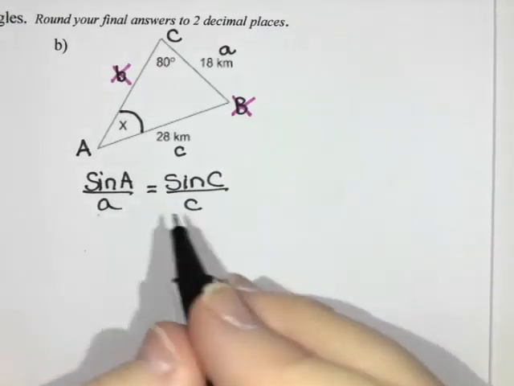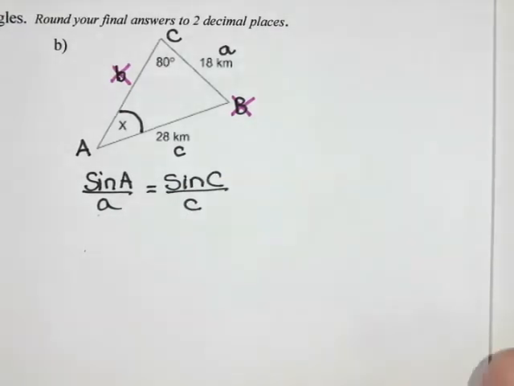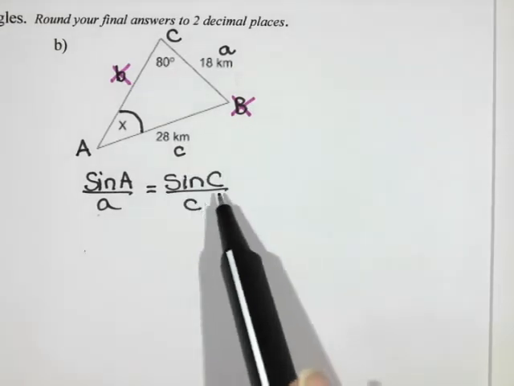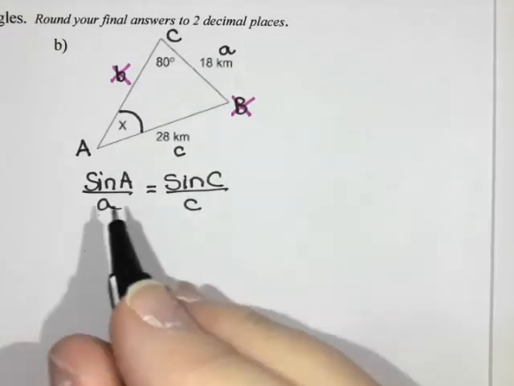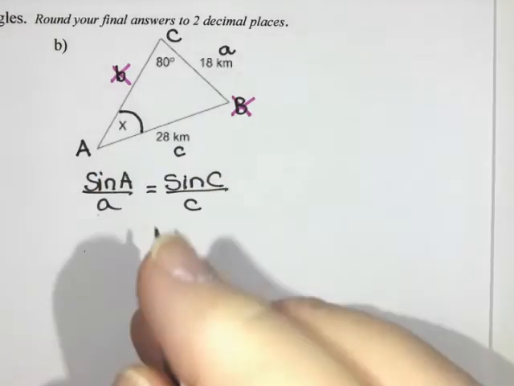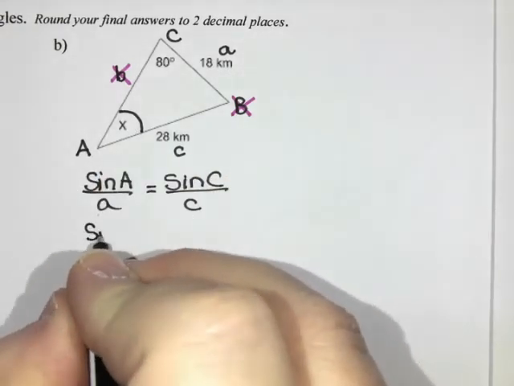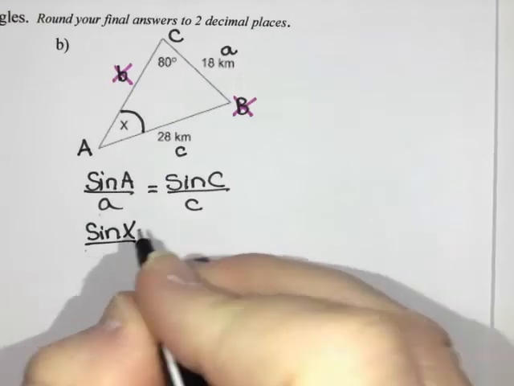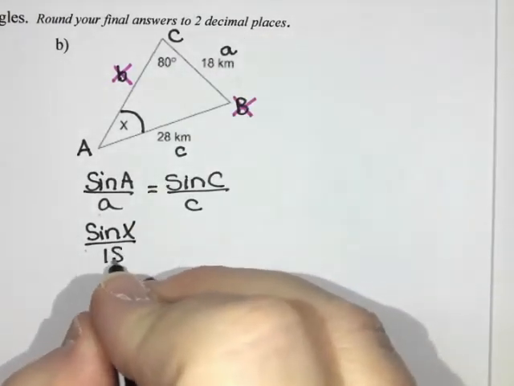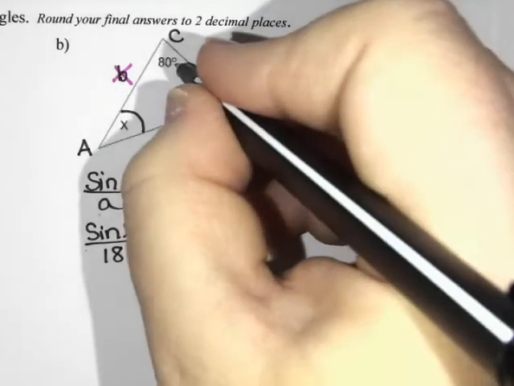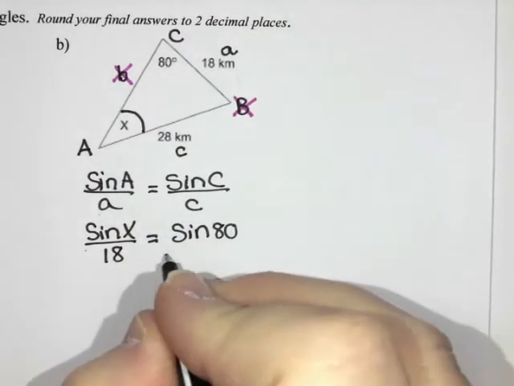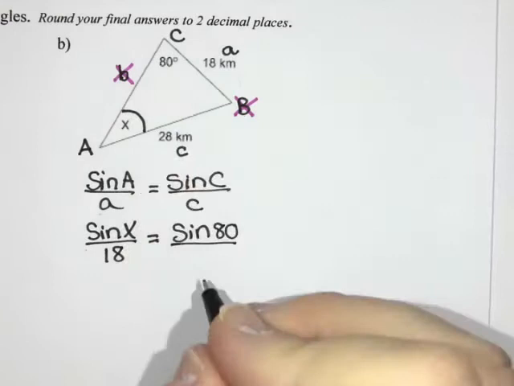If you do it the other way around, it's fine. It just means the variable that you're solving for will be on the other side of the equation, and that's okay. So I'm going to substitute in what I know. So angle A is X. So I have sine X divided by A, which is 18, equals sine of angle C, which is 80, divided by C, which is 28.